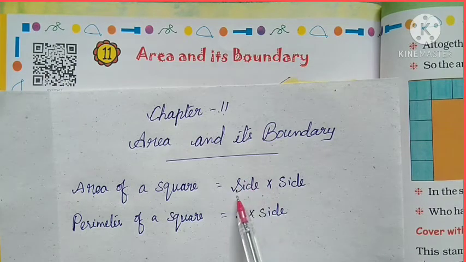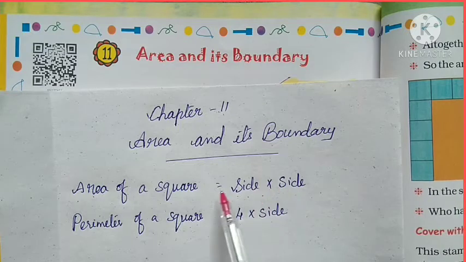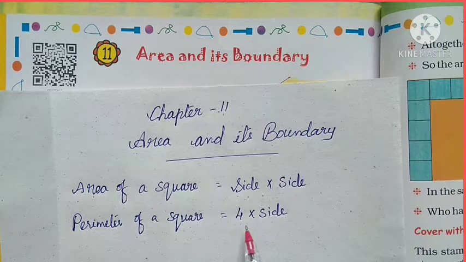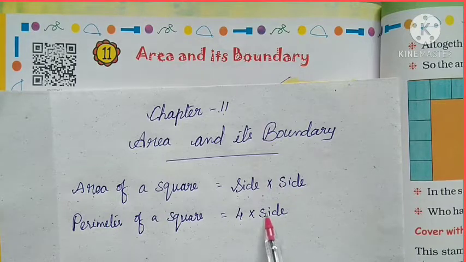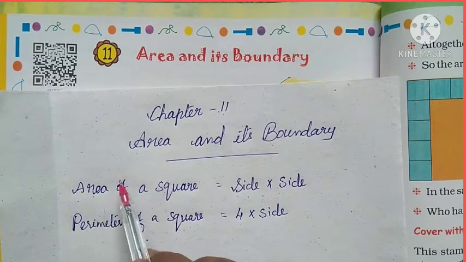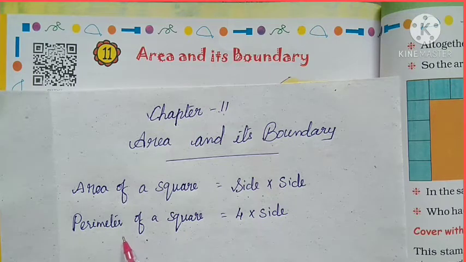Area of a square is equal to side into side. If we are given the measurement of one side, we can calculate the multiplication of side into side, and we get the area of a square. And if we know the measure of the side, 4 into side means the perimeter of a square. That means the boundary of a square. Understand? Area means the surface enclosed in a closed figure, but perimeter means the boundary of the figure. Understand?